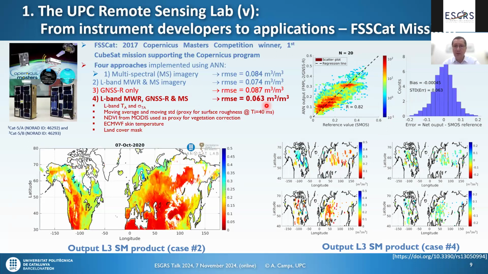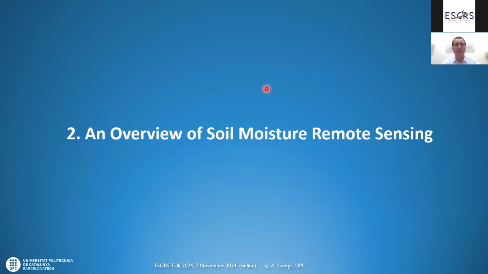A little bit worse than SMOS or SMAP, but for being a CubeSat mission at just a small fraction of the price, etc., I mean, it was actually pretty close. In SMOS and SMAP, they are on the order of 0.04 or 0.06, and here we were just 50% larger.